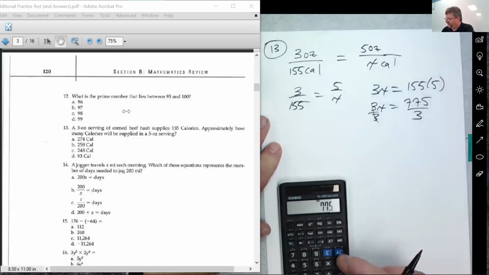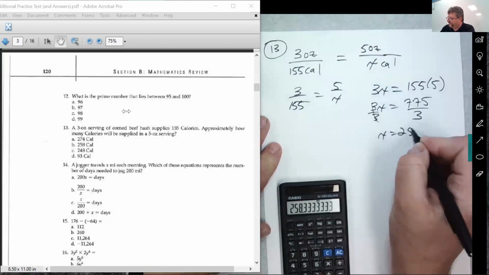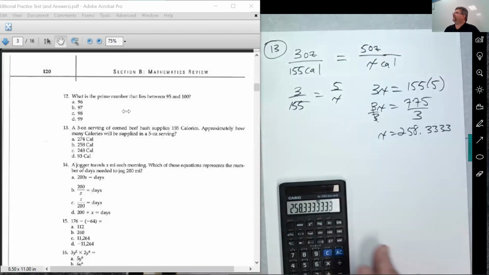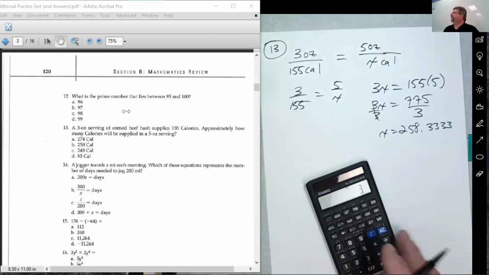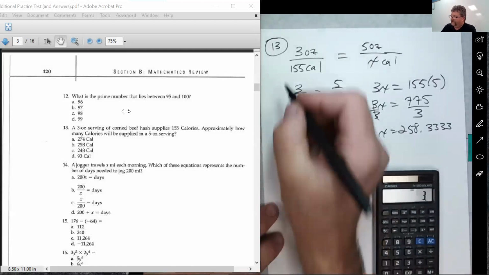Divide by 3. And I'm going to get 258.333 repeating, huh? Let's take a look at my answers here. Well, I think they rounded it off, that's all. Approximately, yeah. See the word approximate in the question? So it was rounded off to 258. If you look at choice B there, 258.